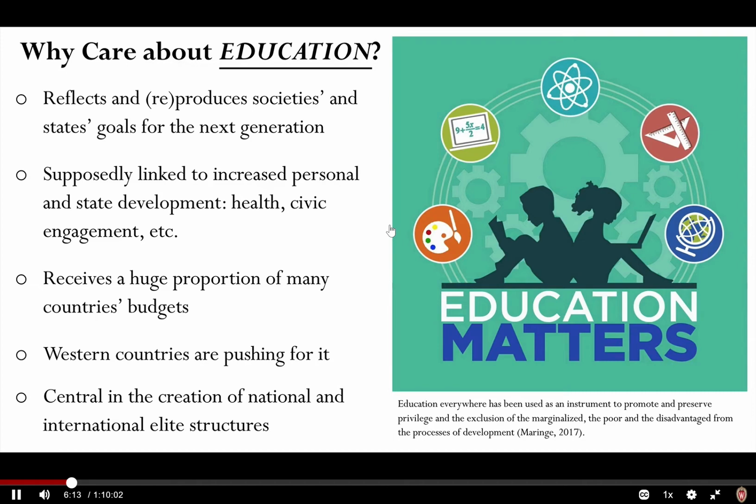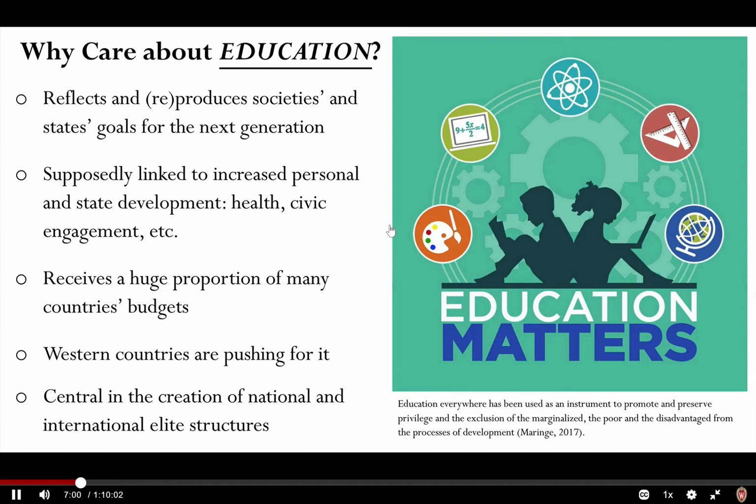You would be hard pressed to find people who think that education is not a good thing. So we have come to a point where education is a good thing by default. But again, I want you to be thinking about other people who have argued that education serves as an instrument to promote, but also to preserve privilege, and to facilitate the exclusion of the marginalized, the poor, and a lot of people who are disadvantaged from the process of development. So education reflects, that's the point I'm trying to make, education reflects but also reproduces society's goals.